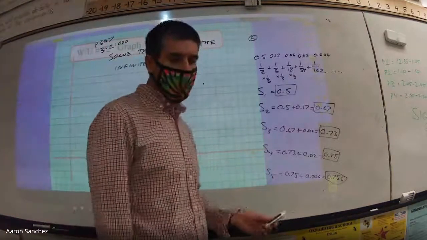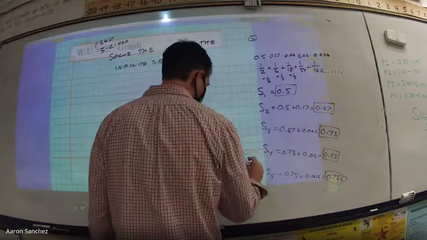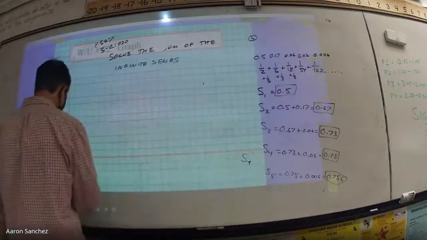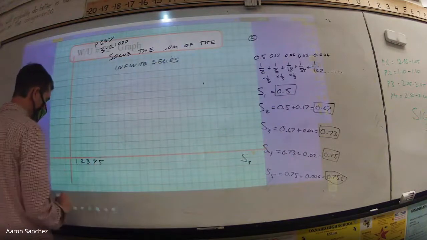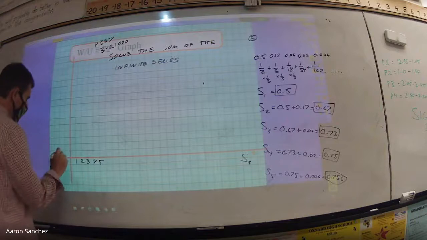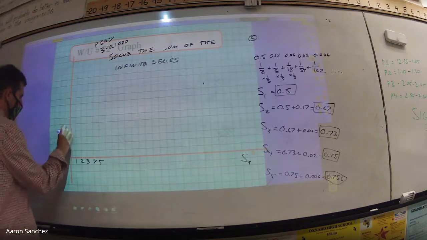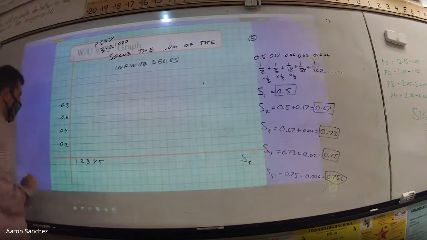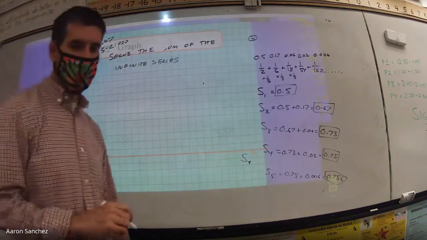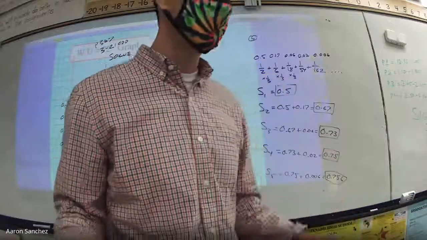Okay. So now we need to graph this. These are going to be the sum of my terms: the sum of the first term, second term, third term, fourth term, up to the fifth term. Now let's add these by twos: 0.2, 0.4, 0.6, 0.8. So they want us to graph these, and then we're going to describe what's happening with the graph.